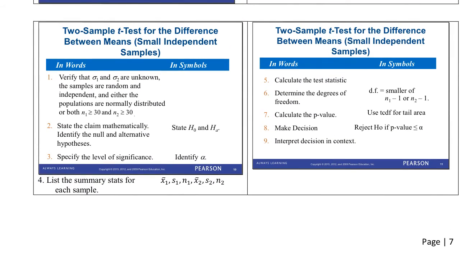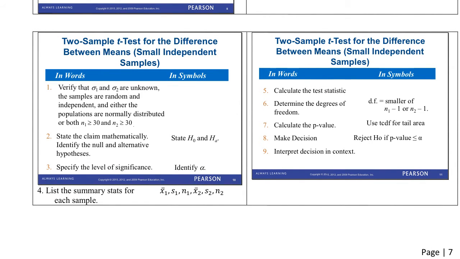Okay, so the formal steps for doing a t-inference procedure. Just like the last chapters where we broke it down to 6, 7, or 8 steps, I've got 9 for you in this one. So first, you're going to verify a couple of things: that the two standard deviations are unknown, the samples are random and independent, and either the populations are normal or both of the sample sizes were at least 30. Number 2, we're going to write out the null and alternative hypotheses using symbols. Remember that it's important to identify which one is the claim. Number 3, we're going to identify the significance level for the test. Remember the letter for that was alpha.